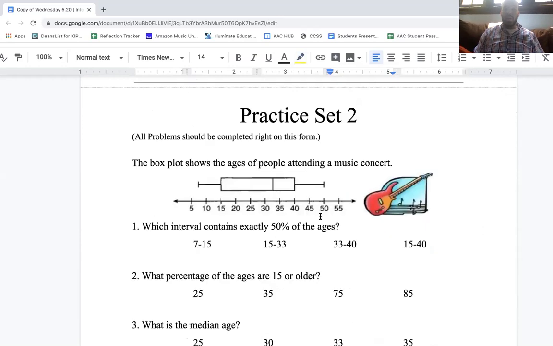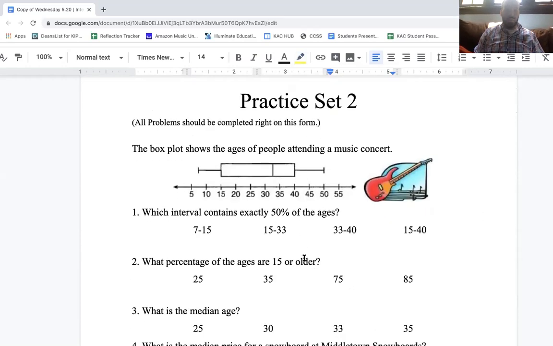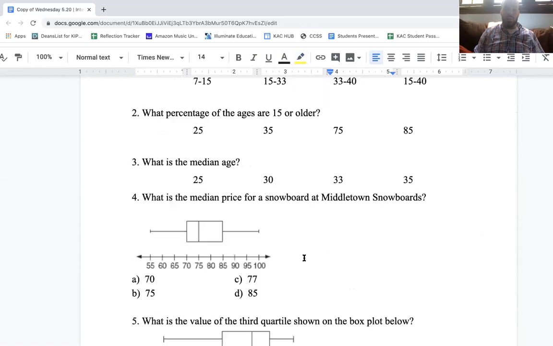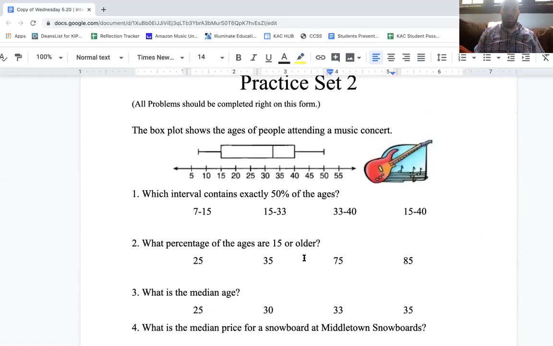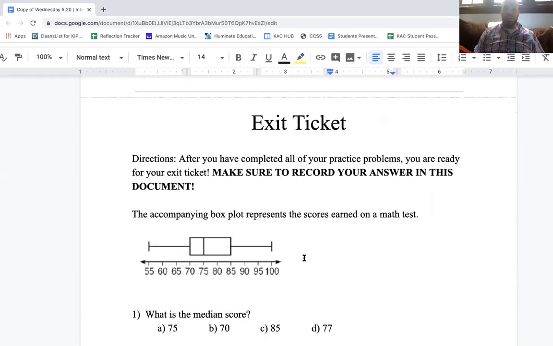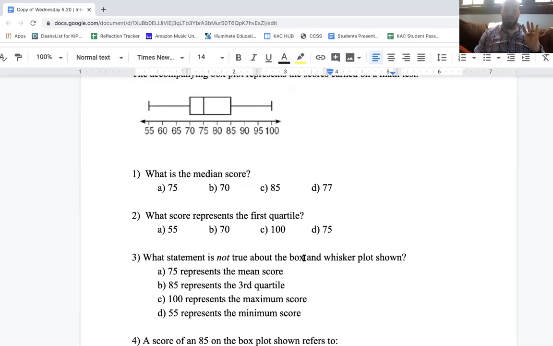I am not going to go through the answers in this video for practice set 2. I will give you feedback on your classwork if you have any of them wrong. So go ahead and do practice set 2, and then you can jump right down to the exit ticket. There's actually 4 questions on the exit ticket today because this is a little bit of a quicker lesson.